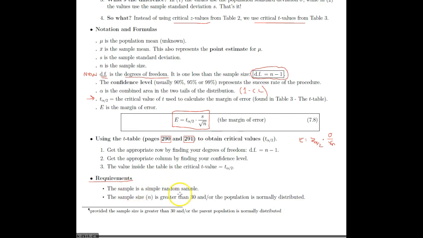One is that the sample must be a simple random sample, and 2, the sample size must be greater than 30, so n has to be greater than or equal to 30, or the population has to be normally distributed. One of those two things. And that was the same case for our z sub alpha over 2 also. So those requirements stay the same.